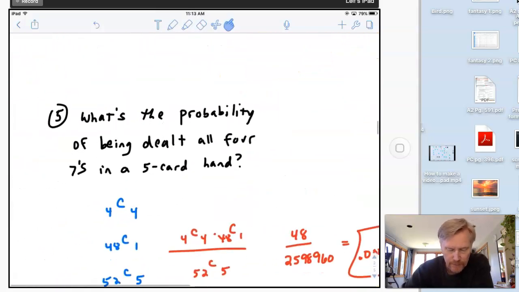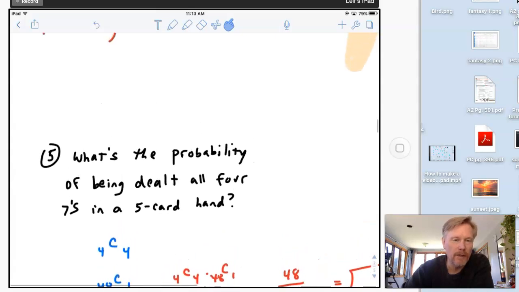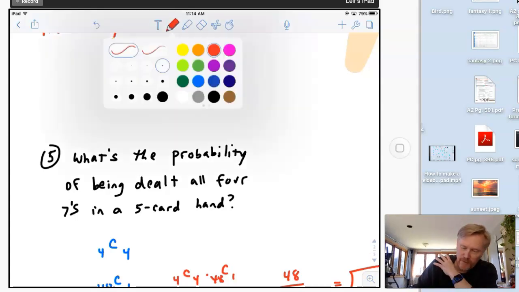So, next one. That's the setup. This one I'm not writing out all the words. I'm going to break it up piece by piece. What's the probability of being dealt 4 sevens in a 5-card hand? 4 of a kind, right? For anybody who's a poker player out there. So I want all 4 sevens. So there's 4 sevens in the deck, and I want all 4. That gives me my 4C4. Okay.